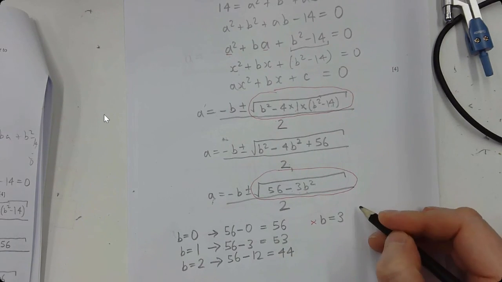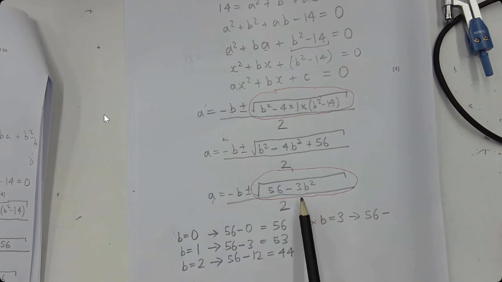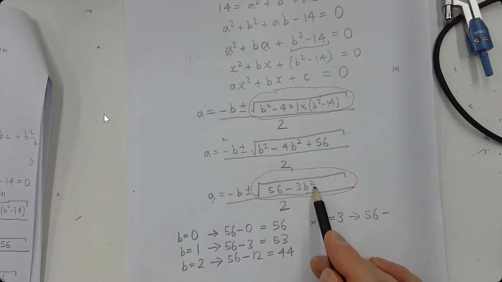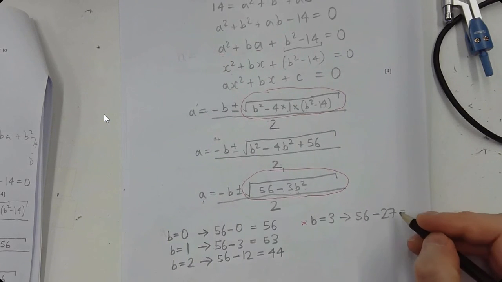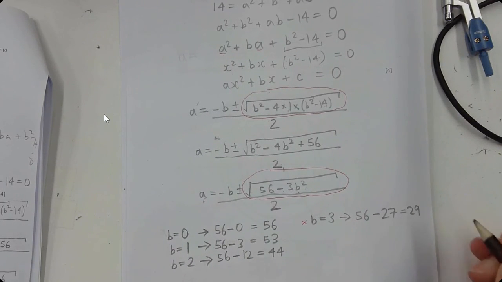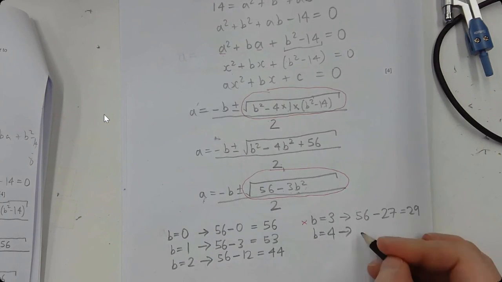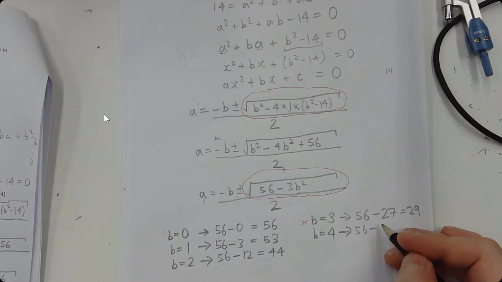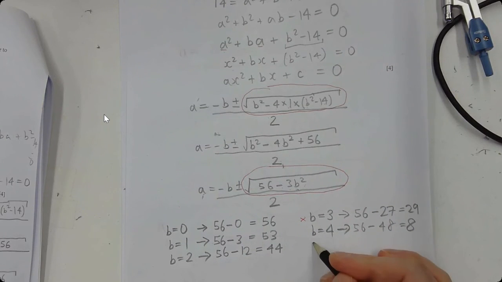Right, b equals 3 then. We're nearly there. We're not doing this forever, by the way. So 56 minus b squared would be 3 squared, so 9. 9 times 3 is 27. So in this case, we're now looking at 56 minus 27, which is 29. Square root of 29, no thank you. B equals 4, substitute in again. So 56, b squared is 4 squared is 16, times 3 is 48, which leaves 8. Square root of 8, no, that is not a whole number.